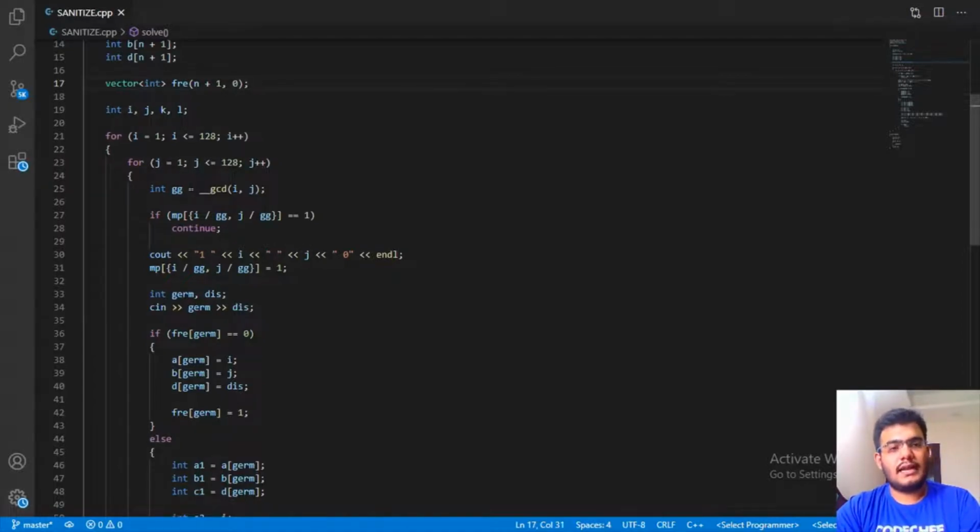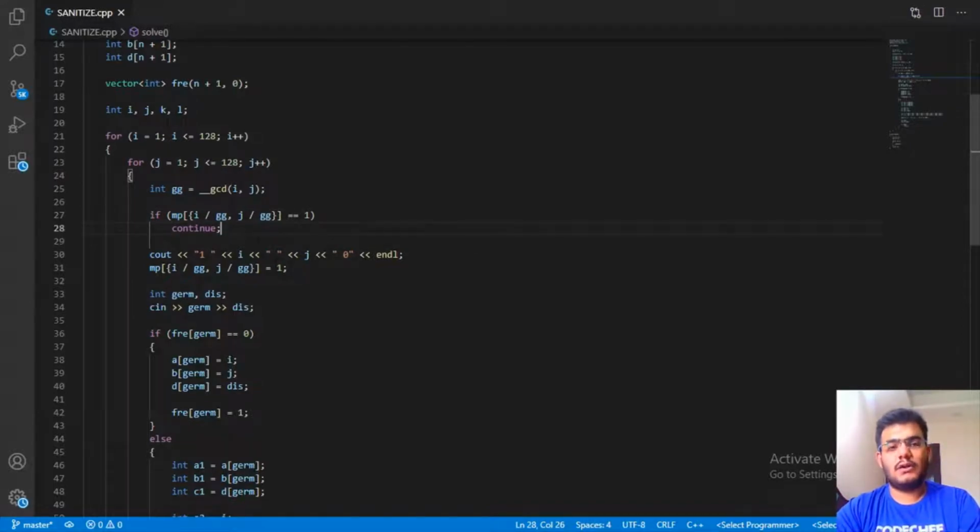Now, in order to check whether this particular pair of i and j, which we are taking as the values of A and B respectively, has already been asked or not: if the map of this particular pair is 1, then we cannot ask this pair because it has already been asked. We will check it by i by g and j by g, where g is the GCD of i and j. So if a particular pair has already been asked, we will not ask it this time.